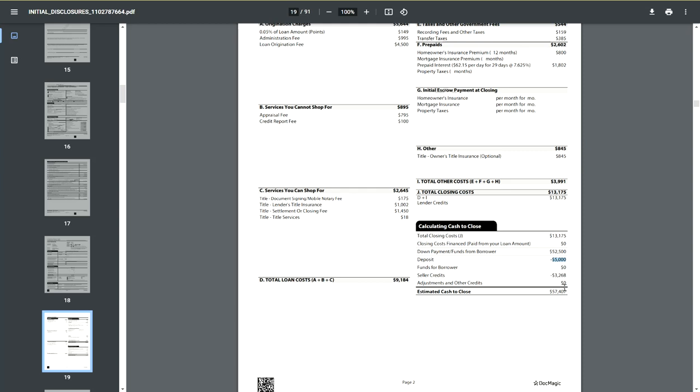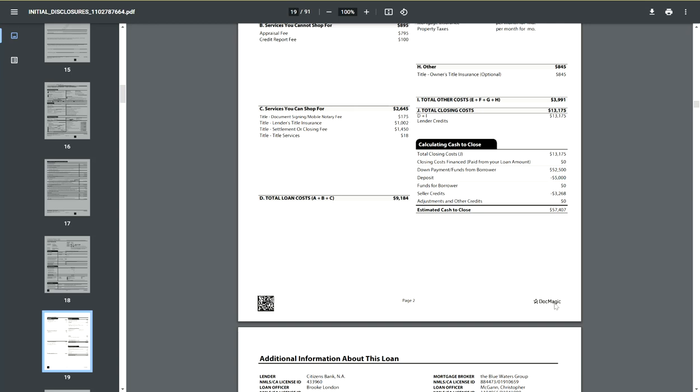So we're structuring this in a way to where your out of pocket is, again, roughly, let's just call it, $4,000 more than what your down payment is. So all in all, I think that that's a good thing.